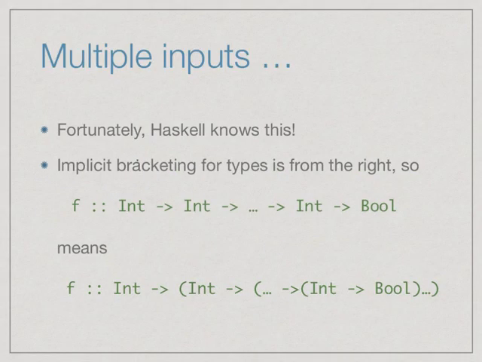Now fortunately, Haskell knows this. Right? So there is an implicit bracketing which Haskell uses depending on the type of expression that we use. We are familiar with implicit bracketing for arithmetic. For example, we have this BODMAS, right?